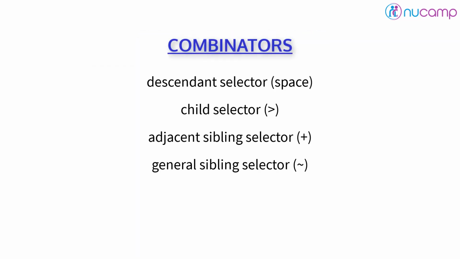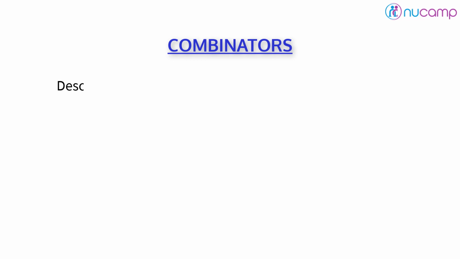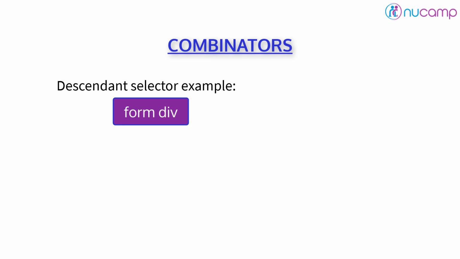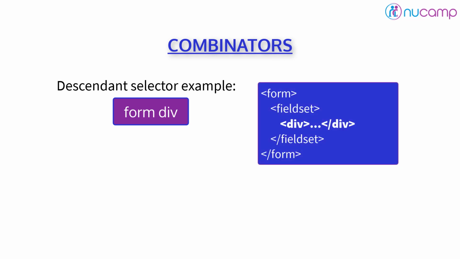Combinators allow you to combine multiple selectors together. There are 4 combinators: the descendant selector, the child selector, the adjacent sibling selector, and the general sibling selector. For the descendant selector, use 2 selectors separated by a space. For example, this selector, form space div, will only select div elements that are inside form elements. It can be, but does not have to be, an immediate child of the form element. That is, it could be inside some other element, like a fieldset, that's itself inside a form element.